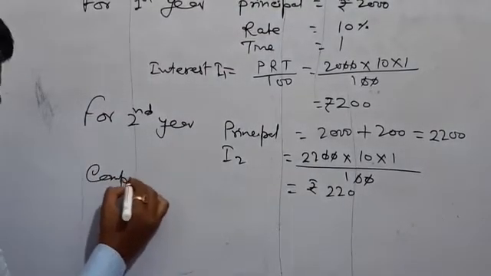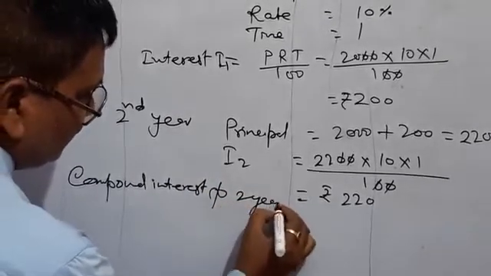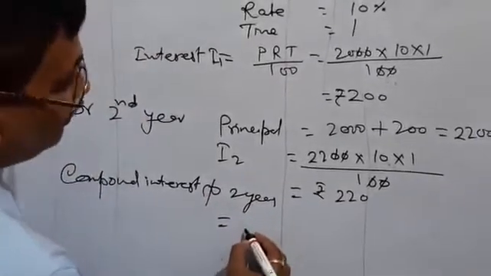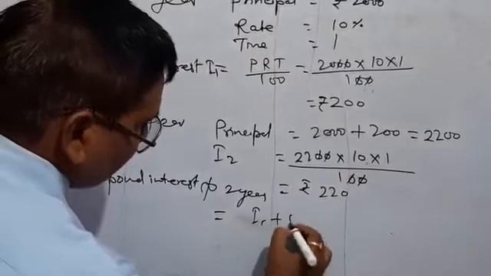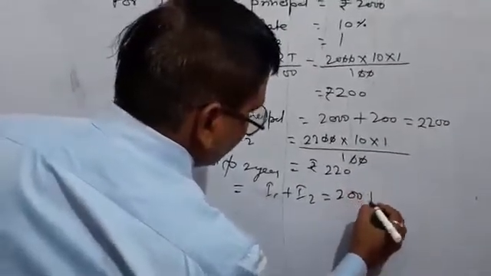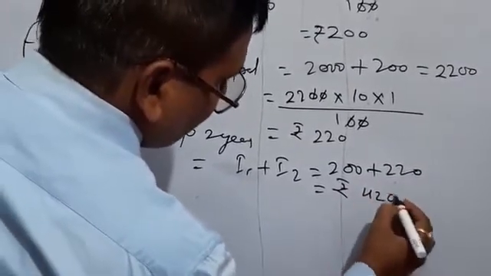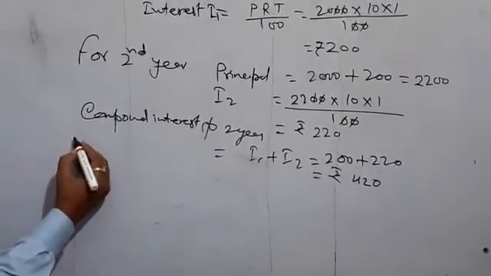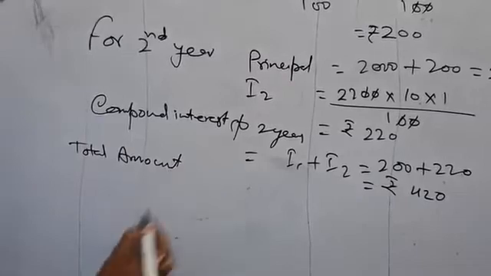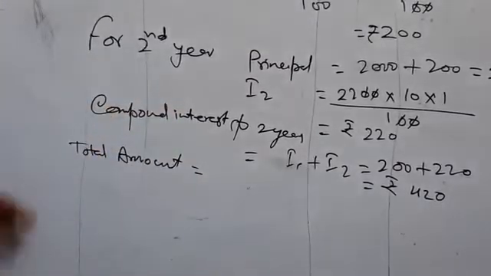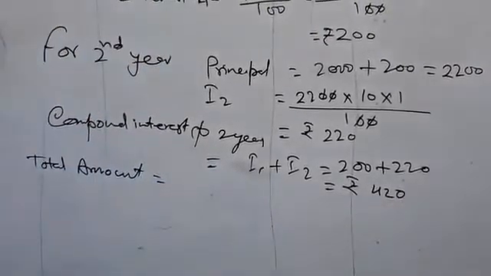Compound interest for 2 years is equal to I1 plus I2, which is 200 plus 220, equal to rupees 420. Okay. Your compound interest is 420.